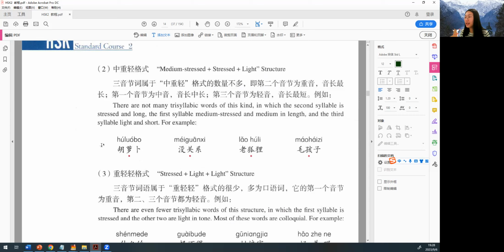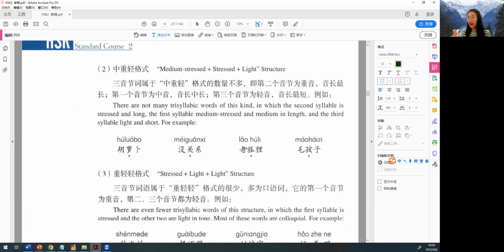So the second here, 胡萝卜. Carrot here. The second one, 没关系. It's no problem. So when somebody says, I'm so sorry, you say 没关系.